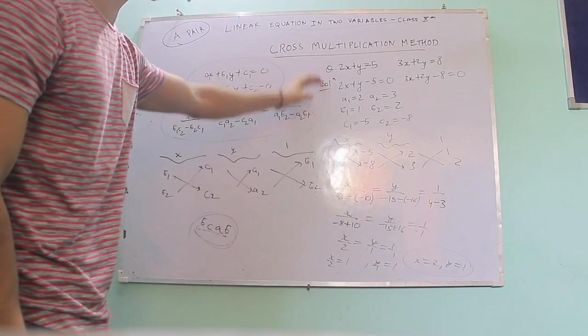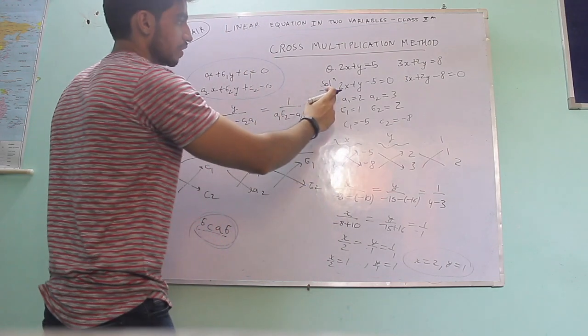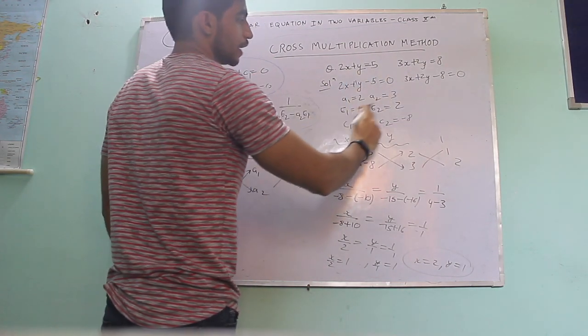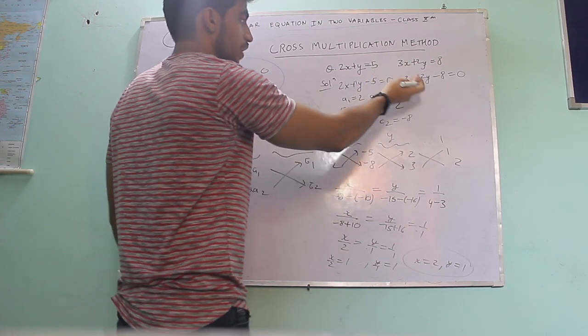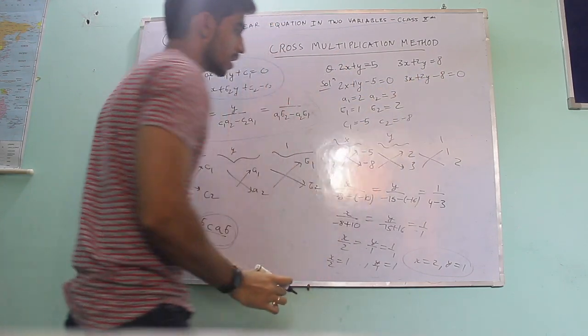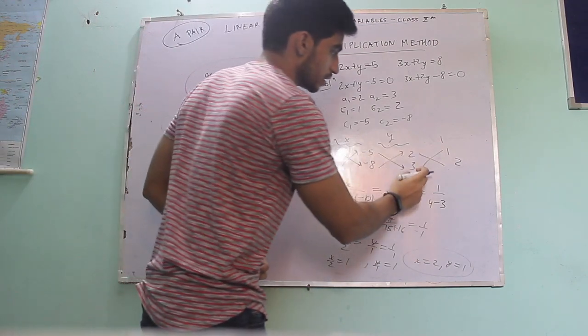Let's apply this method to this question. What is a1? a1 is 2, a2 is 3. What is b1? b1 is 1 and b2 will be 2. c1 will be minus 5 because we have to carry the right hand side to the left hand side. Similarly, c2 will be minus 8. We'll just apply this here. We wrote it down like this.